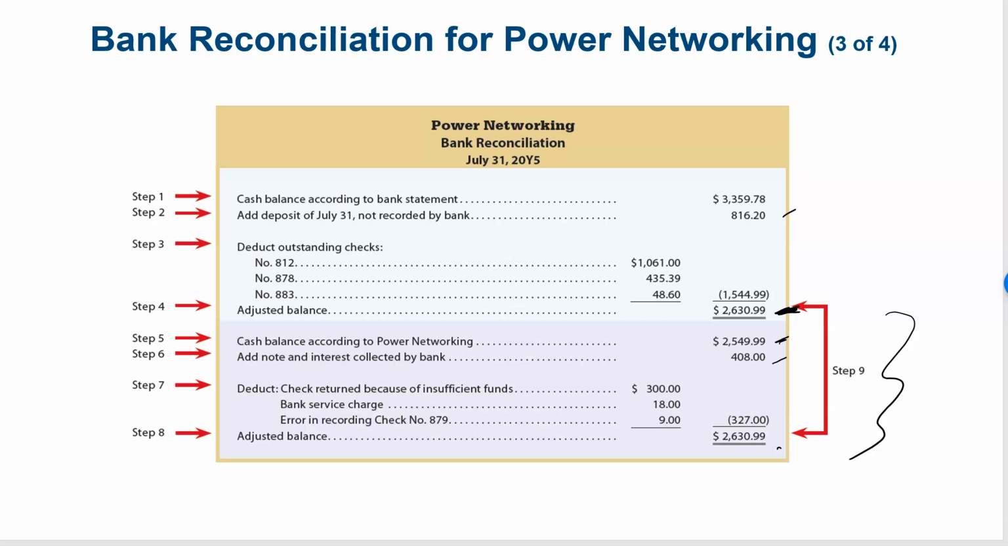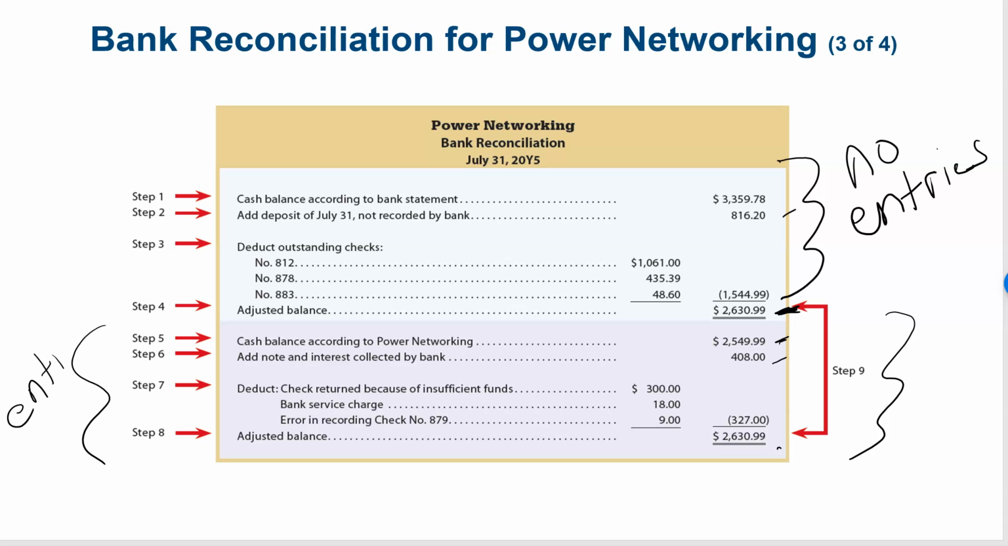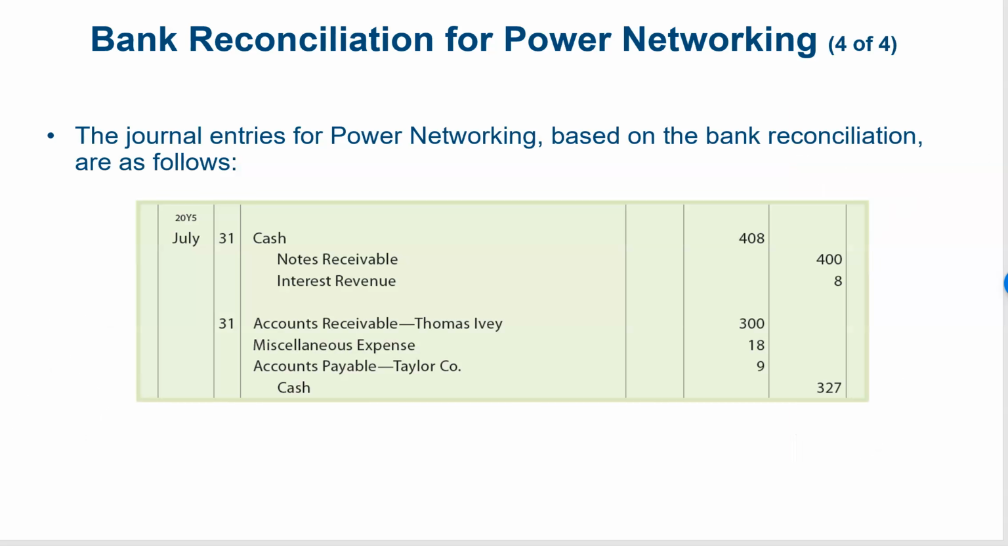so now we are reconciled. So what we need to do now is update our records for the items that we had not yet recorded. We are good on this side. We don't make any entries. We already recorded that. The bank will update when they get those. We make our entries from the book side. So we will make journal entries here, adjusting journal entries to update our cash for these.